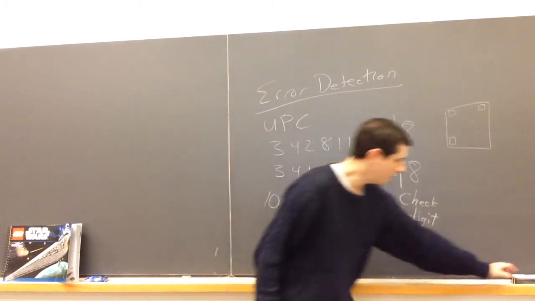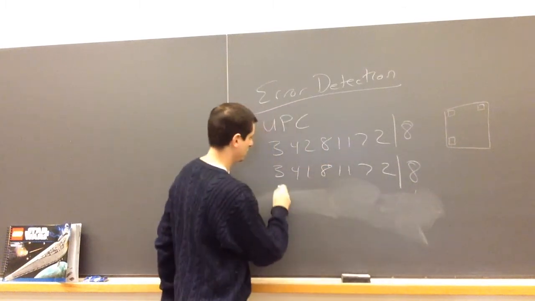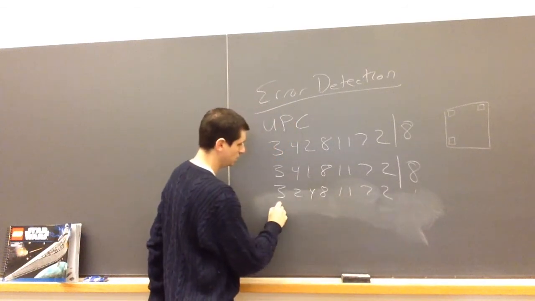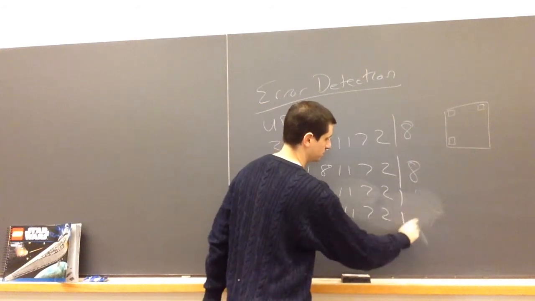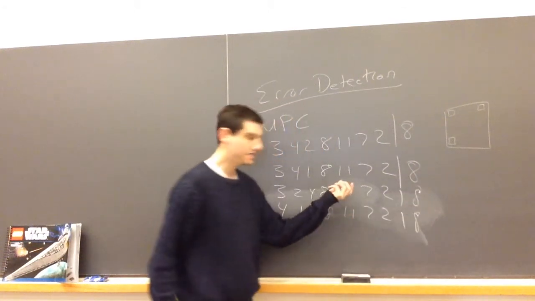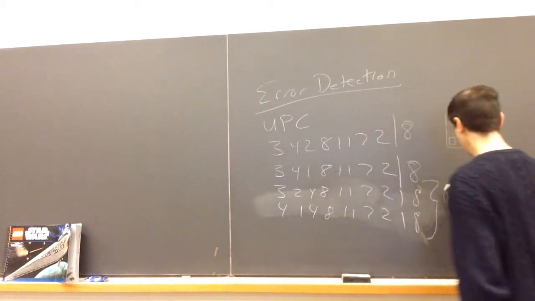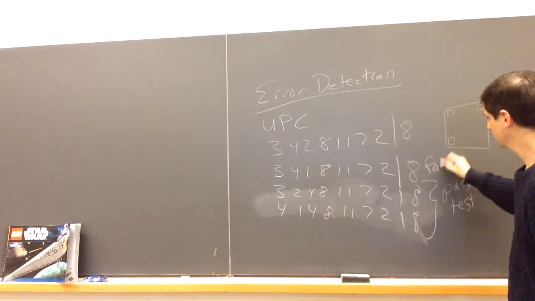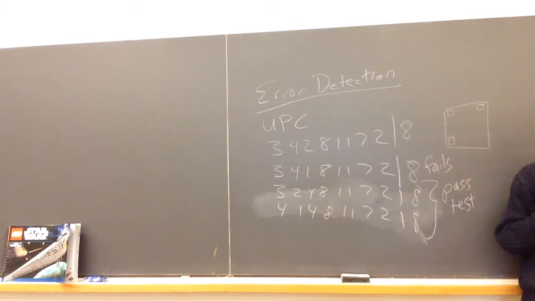Absolutely. And so other errors we could have is we could have 324811172. We could have 41481172. In these last two cases, it would pass the check digit test. So these pass the test. This one fails. So if I get this, I know a mistake has been made. What that mistake is, I'm not sure, but I know a mistake has been made.